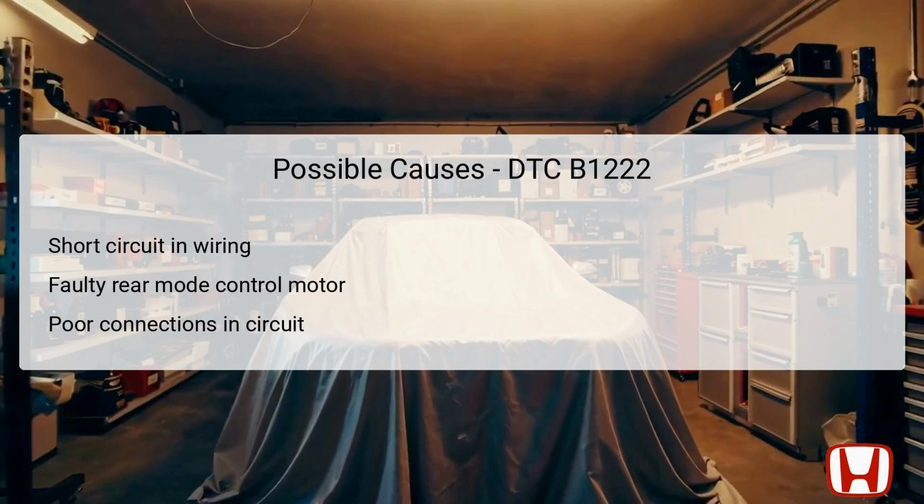Additionally, poor connections in the circuit can contribute, as loose or corroded connectors can interrupt the flow of electrical current needed for the motor's operation. Each of these possibilities warrants investigation, as they can severely hinder the climate control system's effectiveness. Understanding these causes will guide technicians in their troubleshooting process.